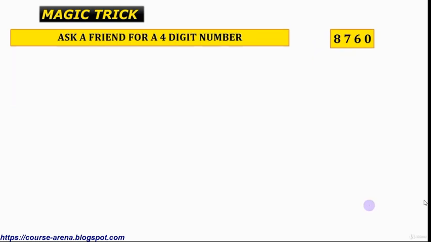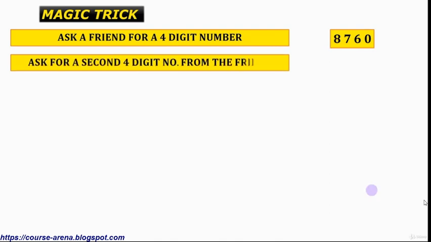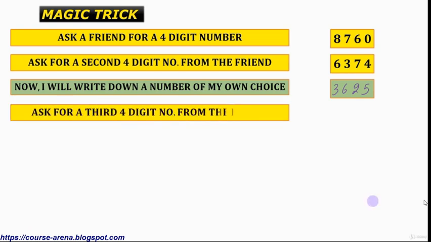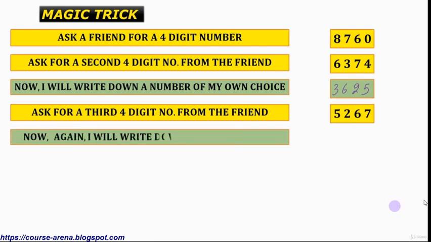So now let's move on. Now that we have a 4-digit number, that is 8760, ask your friend for a second 4-digit number. Okay. Let the number be 6374. Now I will write down a number of my own choice, and I am going to write 3625. Alright, now let's move on. Now again, ask your friend for a third 4-digit number. Let the number be 5267. And again, I will write down a 4-digit number of my own choice. Let the number be 4732.